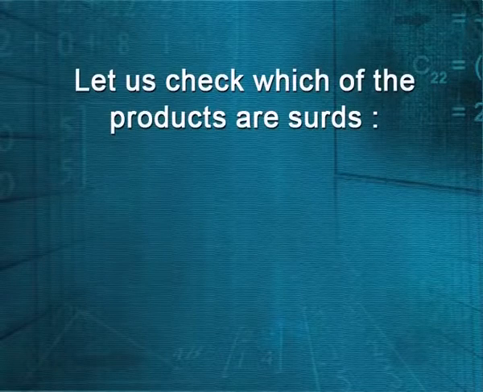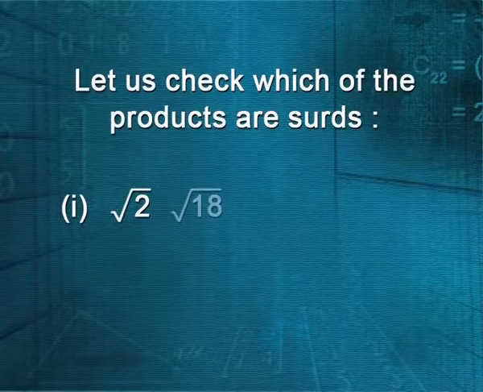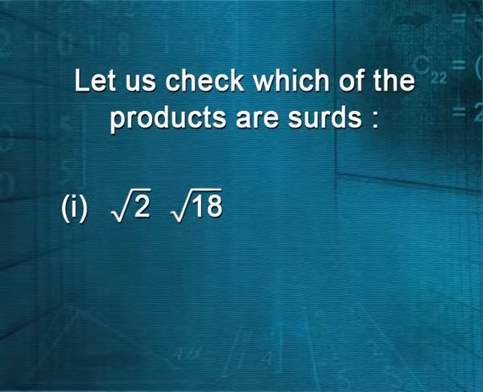Let us check which of the products are surds. Here we will use the laws of radicals which we have seen just now. Example 1 is root 2 multiplied by root 18. Here we have two surds, one is root 2 and the other is root 18. Using the law of radicals that nth root of a multiplied by nth root of b is equal to nth root of ab, we can solve it.